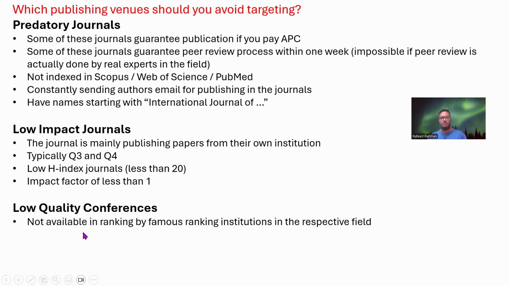First of all, it is not available in rankings by the famous conference ranking institutions in the respective field. For example, for computer science, if you simply search in Google top conferences in computer science, you are going to see a big list of like 400 conferences. If the conference is not in that list, then please avoid submitting a paper there. Next thing is, these conferences are also sort of predatory. They will keep sending you spammy invitations for submission via email. So if you see that kind of trend, then maybe you want to avoid that conference.